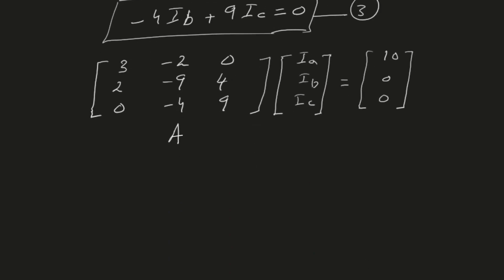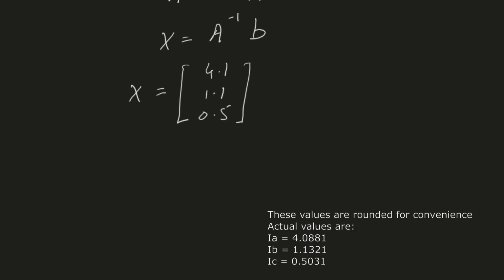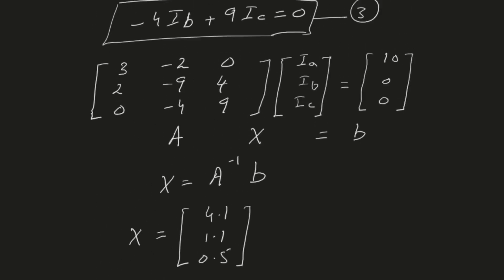Now this matrix is A, this column vector is X, and this column vector is B. Therefore, X equals A inverse times B. And when you solve it, you will get X equals 4.1, 1.1, and 0.5. This means IA will be equal to 4.1 ampere, IB is equal to 1.1 ampere, and IC equals 0.5 ampere. So we got the three mesh currents.